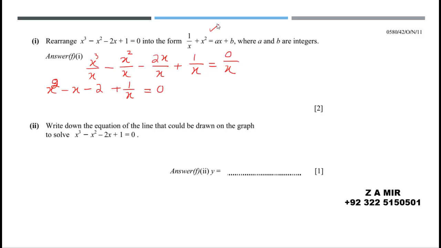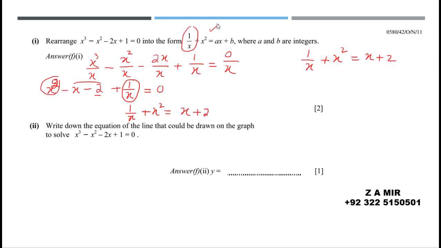Okay, now just rearrange it to match this. So we have 1 over x here, so it will remain here. And then we have x square, so bring this x square. It will be plus x square. And shift the rest of these two to the other side. So it is minus x, it will become plus x here. It is minus 2, it will become plus 2 here. Okay, so now we have 1 over x plus x square equal to x plus 2.